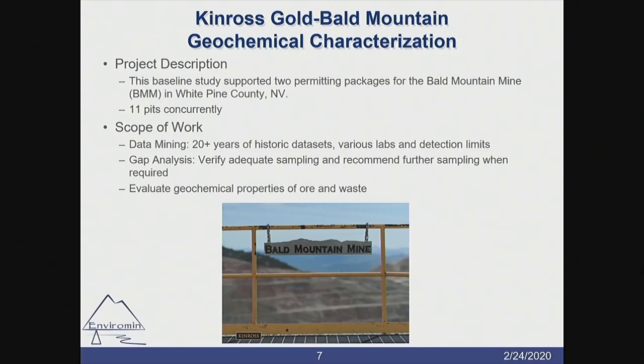The example I'm going to talk about for automating this analysis was a project that we worked on with Kinross Gold at their Bald Mountain mine. We did a large geochemical characterization of their ore and waste rock for permitting packages. There were two permitting packages, and the Bald Mountain Mine is just outside White Pine County, Nevada. We were trying to get all of this off the ground at once. And so that means we were using enough data that we needed more sophisticated methods of analysis, and we needed to automate this analysis in order to meet a timeline and maintain quality. 11 pits concurrently.